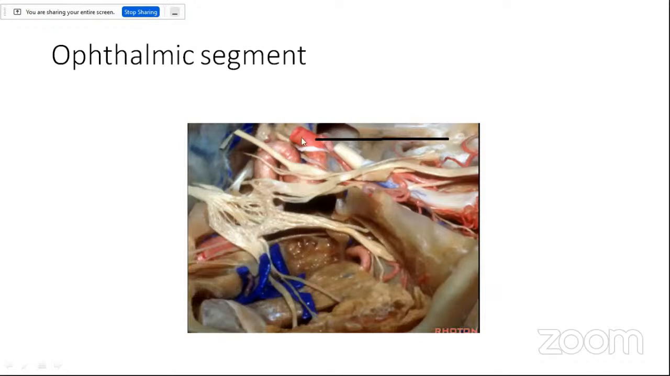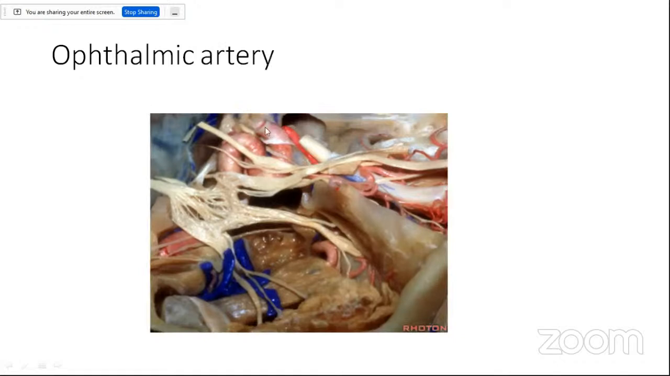This then ascends proximally. We have already studied this is the ophthalmic segment, which has been highlighted dark and also labeled with an arrow. From that ophthalmic segment, this highlighted or red colored structure, which is passing anteriorly into the orbit, is the ophthalmic artery.